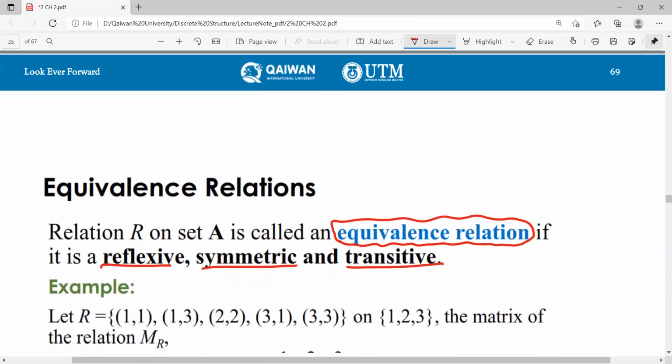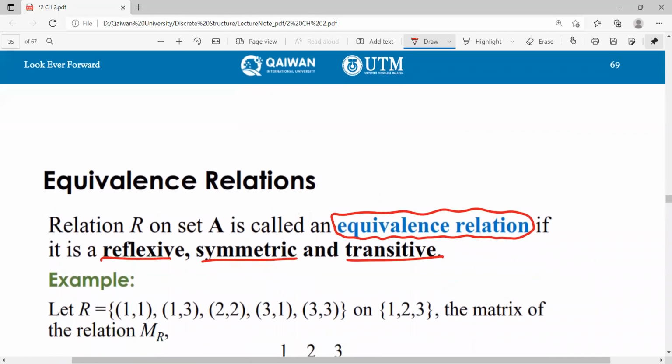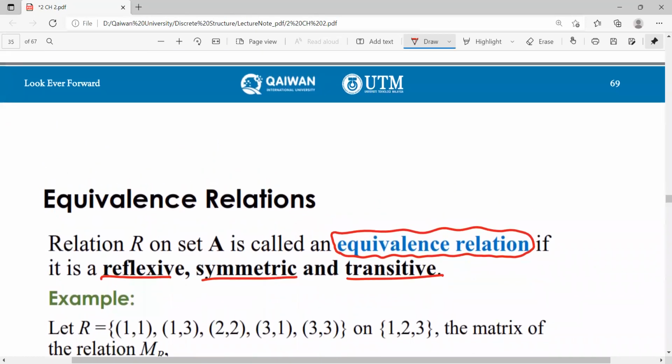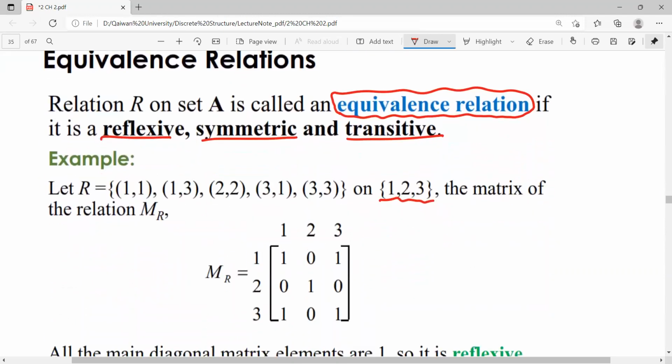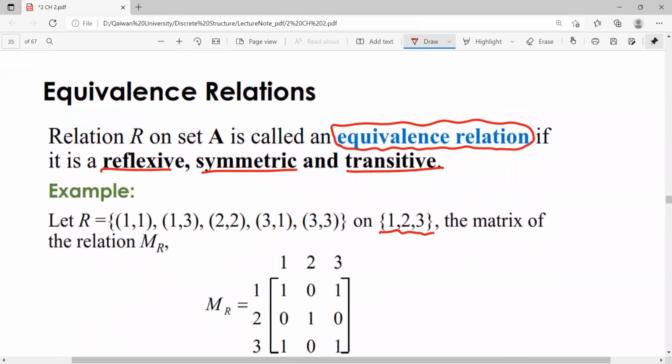Okay. Here we have an example. R is a relation on the set 1, 2, and 3. It's (1,1), (1,3), (2,2), (2,3), (1,3), (3,3). So let's write down first the matrix form. This is the matrix form.